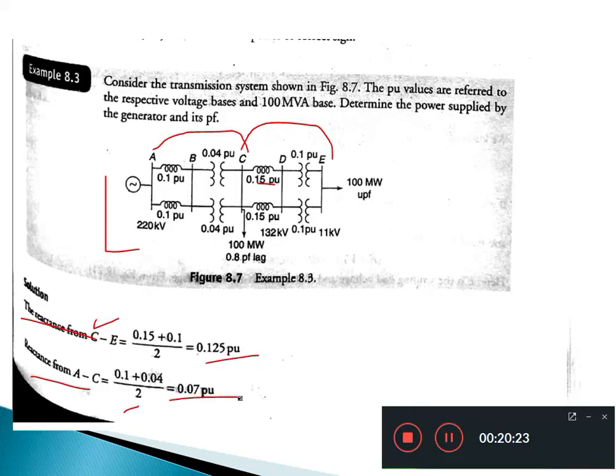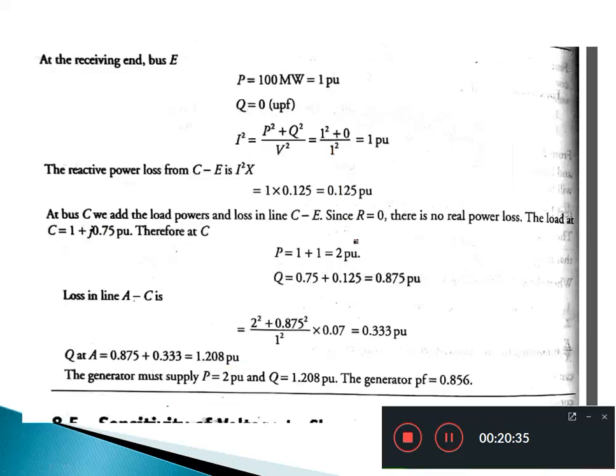Then we have to determine the power supplied by the generator. This is the generator point, and this is the load. At this load point, you have to find the values of the receiving end bus E.